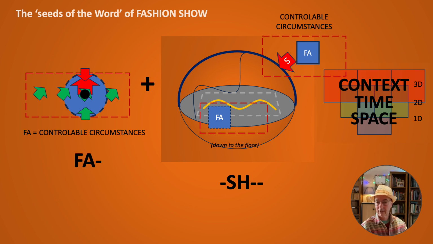So we already have our three-dimensional space, but it's not our first letter. Our first letter is not the s or the sh, so we don't start from it. We start from something that is outside. It's from our concept, from our starting concept. Fa is our starting concept, and it is about controllable circumstances. We first have fa and then sh. So actually, I have to add it.